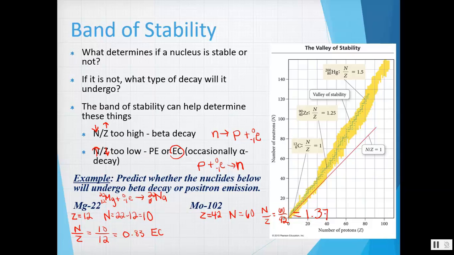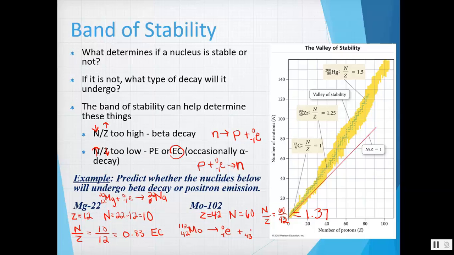That N to Z ratio is too high for what we would expect this sized atom to have. We want it closer to 1.25. So this means that we're going to observe beta decay. When we observe beta decay for this molybdenum-102, again, we'll see that one of the neutrons gets converted to a proton, giving us one additional proton.